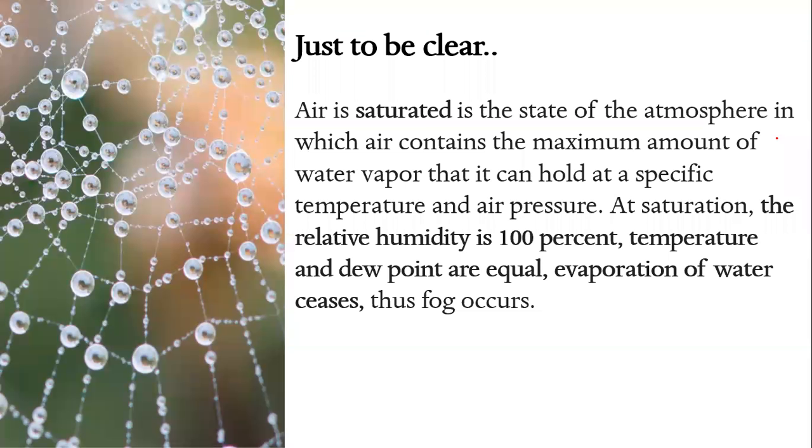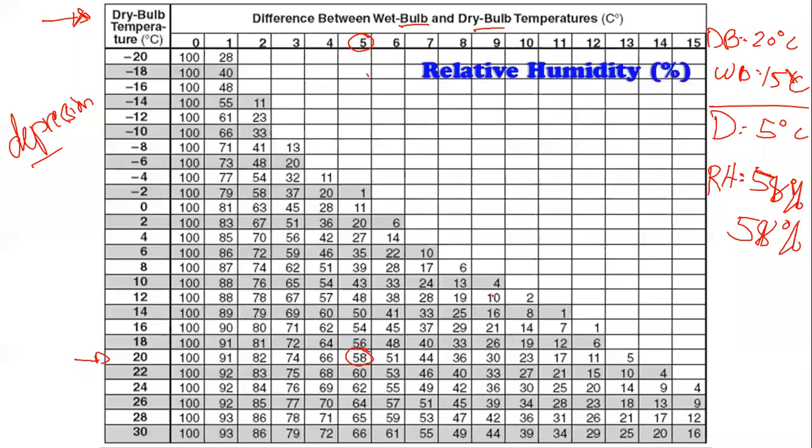Okay, so just to be clear, air is saturated is the state of atmosphere in which air contains the maximum amount of water vapor that it can hold at a specific temperature and air pressure. So at saturation, the relative humidity is 100%. The temperature and dew point are equal and evaporation of water ceases. Thus, fog occurs.